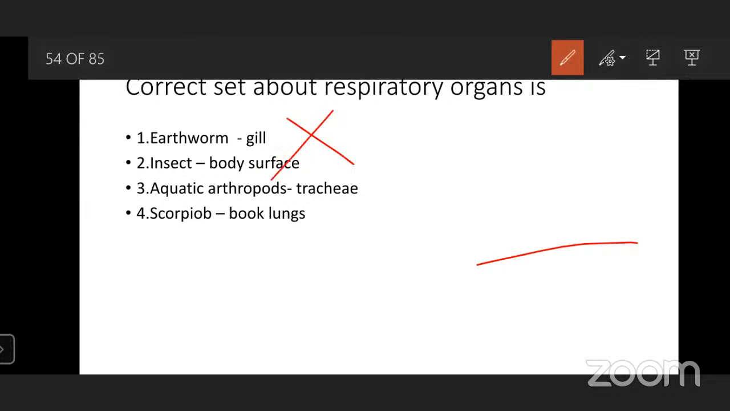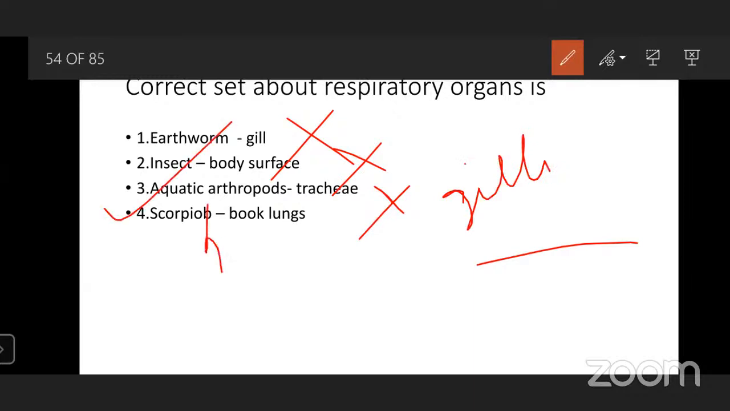or they'll undergo cutaneous respiration. That is respiration through skin. So that is a wrong statement. Insect by body surface, so it's wrong. Insects will have tracheae for the process of respiration. Then aquatic arthropods and tracheae, that is also a wrong statement, because the aquatic arthropods will have gills for the process of respiration.